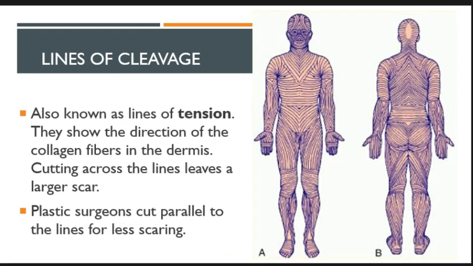Those are called lines of cleavage or lines of tension. And all over our body, these lines run in certain directions. Not every single person is exactly the same, but it's generally the same. They show the direction of collagen fibers that are in the dermis that give the strength and flexibility to our skin down there. When you cut across these lines, they can leave a scar. So plastic surgeons need to know these lines really, really well.